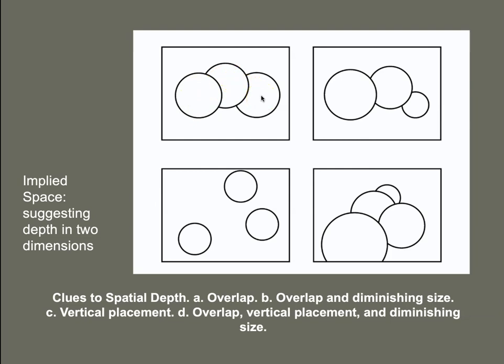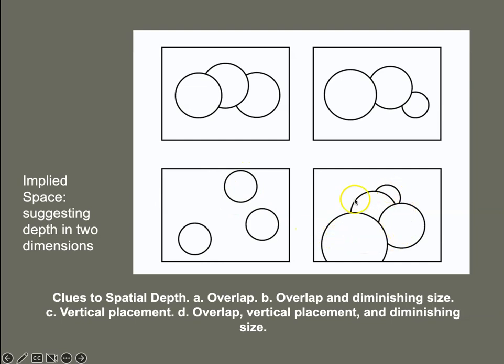Okay. Then we have changing the scale. So you can see as you get smaller, things tend to look like they're further away. So this one actually has overlapping, but it also has changing scale. And this one we see vertical placement. So things that are towards the bottom of the picture plane are going to feel closer, like this one. So this one feels the closest, this one's in the middle, and then this one feels like it's in the background because it's at the top of the picture plane.